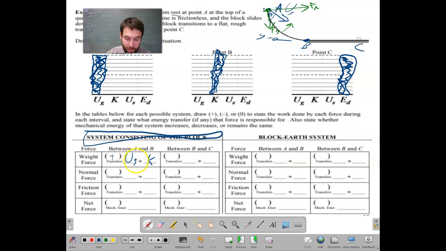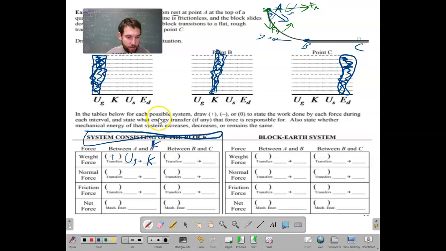So we're increasing the amount of energy, right? If we're only looking at the block, then only the kinetic energy is really what's going to be changed. Because remember, if we don't have the Earth as part of our system, we do not have gravitational potential energy within that system.